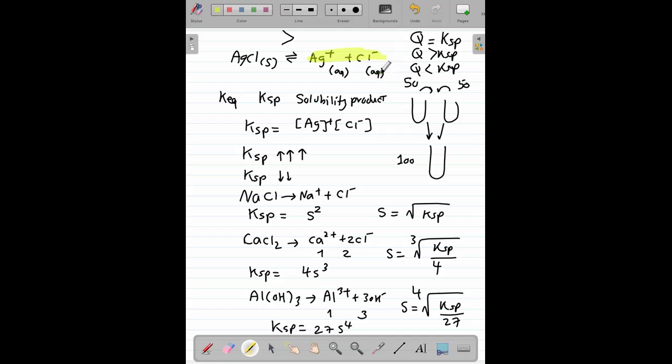We can use this information to also calculate the concentration of ions left after a precipitation reaction and calculate the mass of precipitate formed when two ionic solutions are mixed.